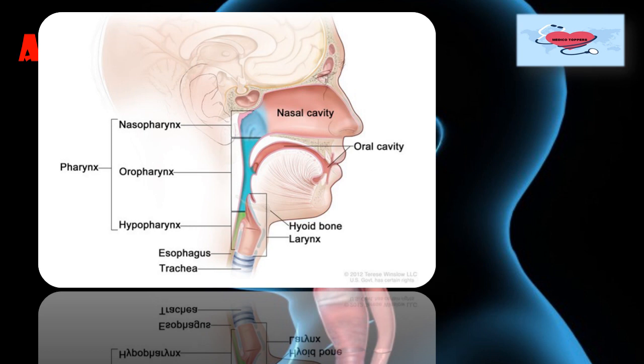There are three parts in the pharynx. The first one is the nasopharynx. It extends from the base of the skull up to the palatal sphincter. Then comes the oropharynx, which extends from the palatal sphincter until the tip of the epiglottis. And then comes the hypopharynx, which extends from the tip of the epiglottis to the C6 vertebra.